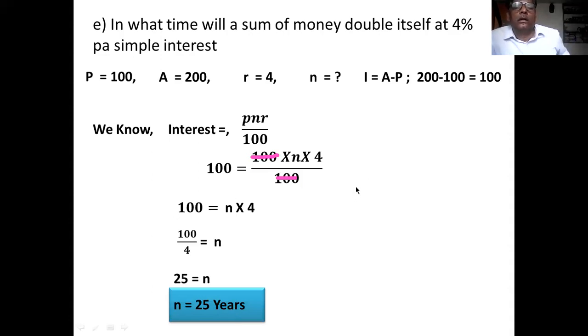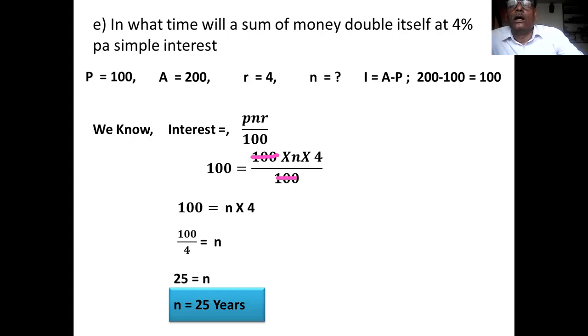Okay. This is the point relating to simple interest. These are the examples. And once again, I'm telling you, if this type of questions comes for you, they may ask to calculate the time. They may ask the rate of interest. Giving the sum of money double, sum of money triple, sum of money 4 times, sum of money 5 times. In this way, question may come.